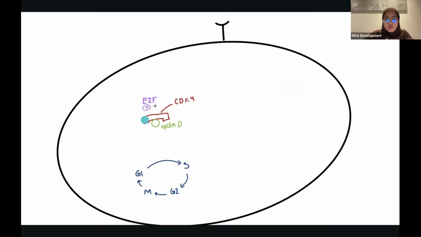So elongation factor goes on to activate cyclin CDK4 and cyclin D. So now cyclin D can move the cell from G1 to the S phase. So now the cell keeps on proliferating.